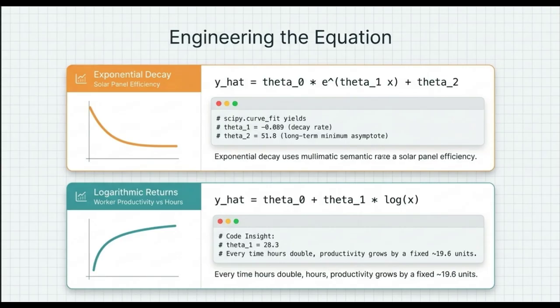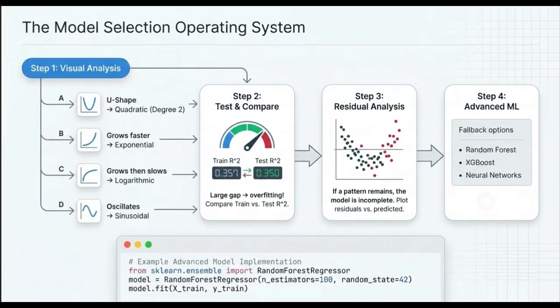So, with all these incredible tools at our disposal, polynomials, exponentials, logarithms, how do you actually choose which one to use in the wild? Let's pull up slide 9, the model selection operating system. You need a structured workflow and operating system for your analysis so you aren't just guessing. It essentially boils down to 4 steps. Step 1 is visual inspection. Always plot your data first.